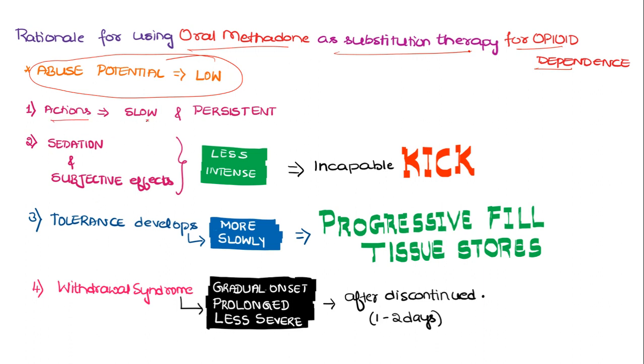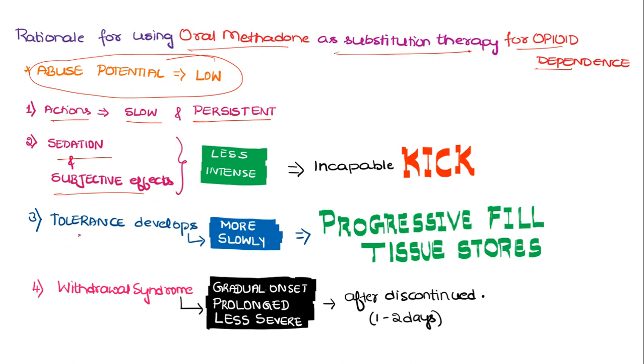The action of methadone is very slow and persistent, and the sedative as well as subjective effects are very less intense. Because of the less intense sedative and subjective effects, one will probably be incapable of perceiving that kick or euphoric phenomenon.